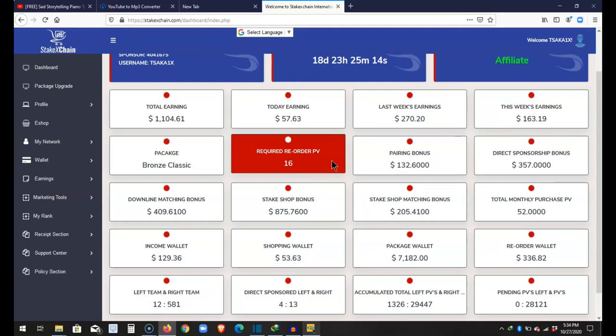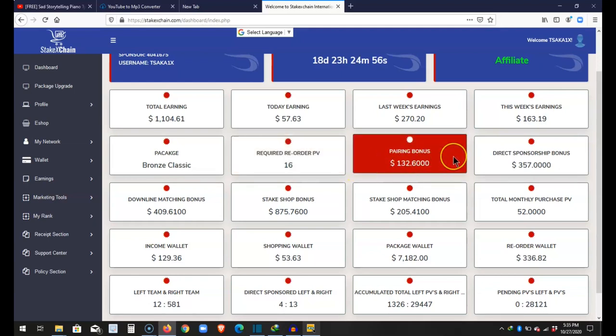Now when you go to the eShop, all the products have been listed with their corresponding PV beside them, so you don't need to think too much about it. Just go to the eShop, look at products that match the total PV that you need, and then you buy them, and then that's it. Okay, so that is a required reorder PV.